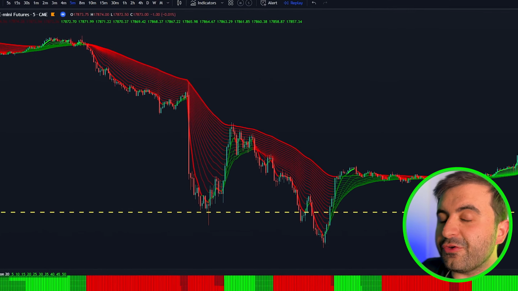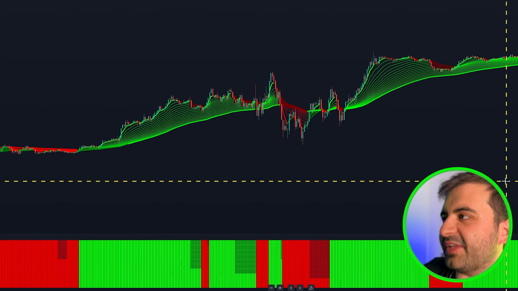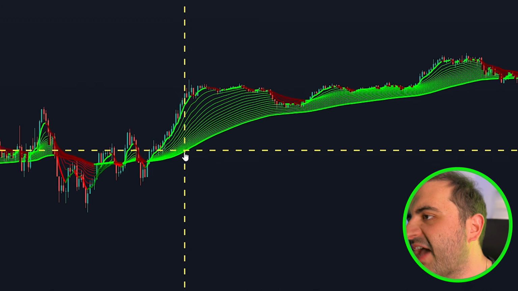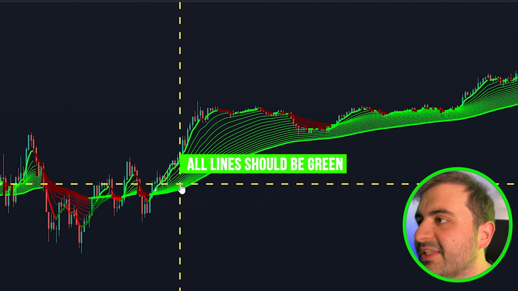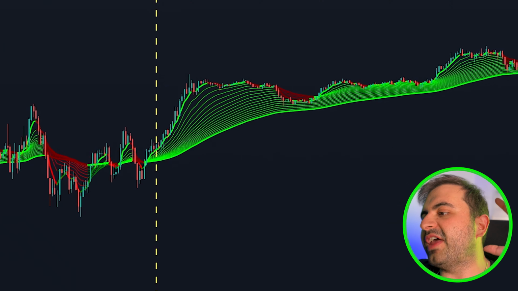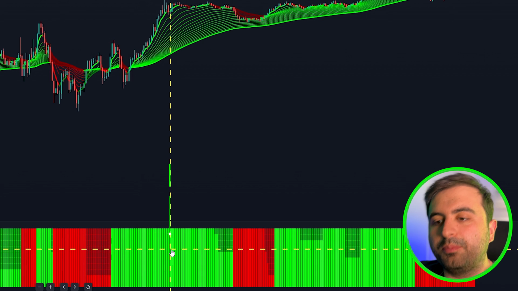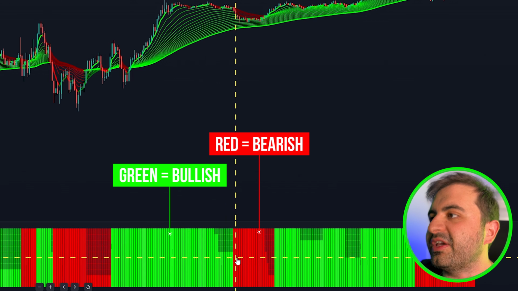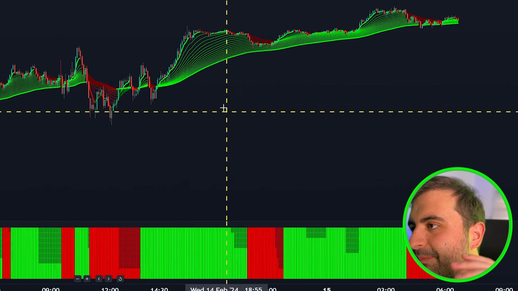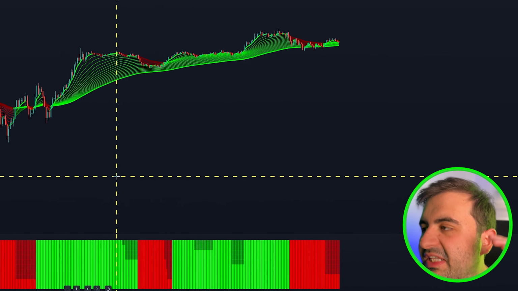So now you guys are wondering how these indicators are working together. Let me tell you, when you see the Madrid ribbon has all the lines green, it means bullish. And as you know, on the Donchian Trend Ribbon, when you see green, it's a bullish confirmation. When you see red, it's a bearish confirmation. And now we will deep dive into how these indicators can work together. Let's see it on the live market.